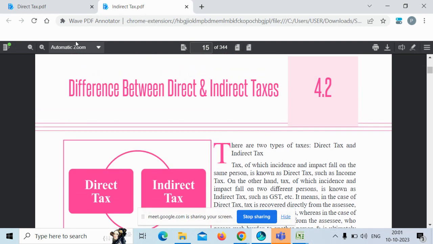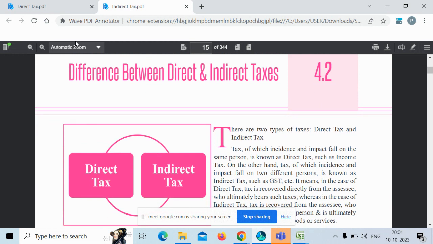Very much a popular answer in our exam and a favorite question of the examiner. Difference between direct and indirect tax. There are two types of taxes: direct tax and indirect tax. A tax of which incidence and impact fall on the same person is known as direct tax, such as income tax. On the other hand, a tax of which incidence and impact fall on two different persons is known as indirect tax, such as GST. For example, I am earning professional fees of 1000 rupees, I am supposed to pay tax, that is direct tax.